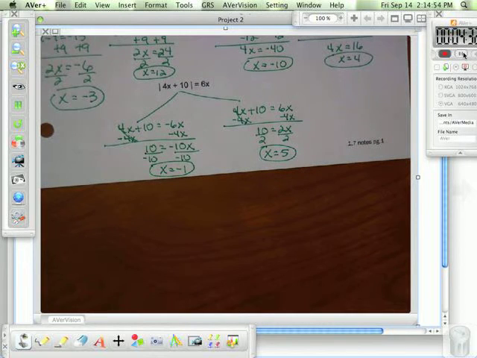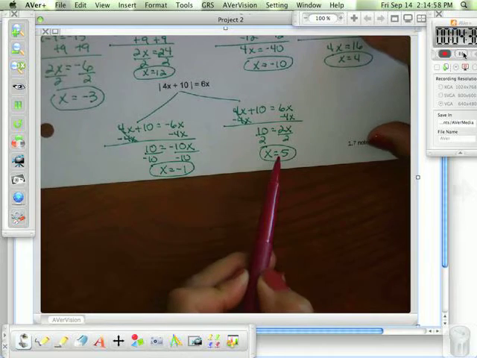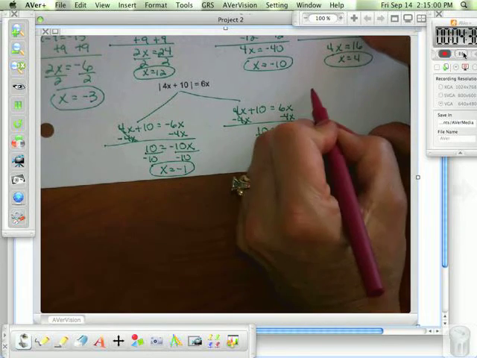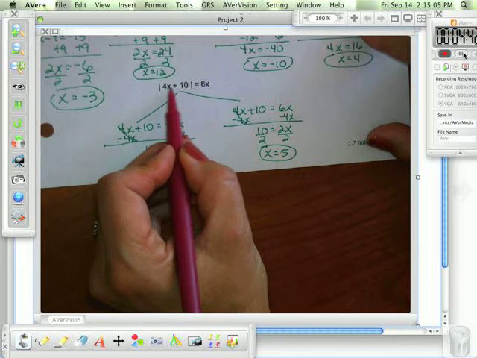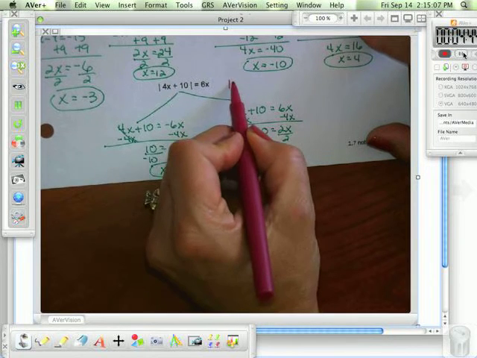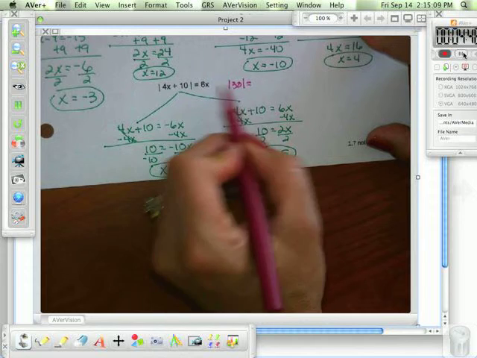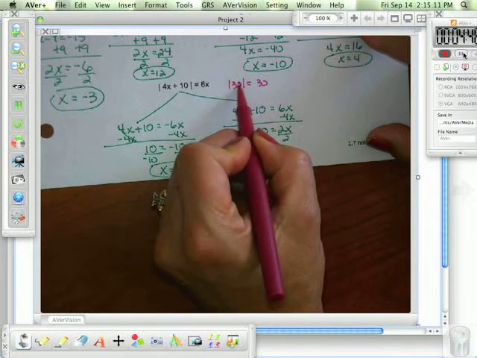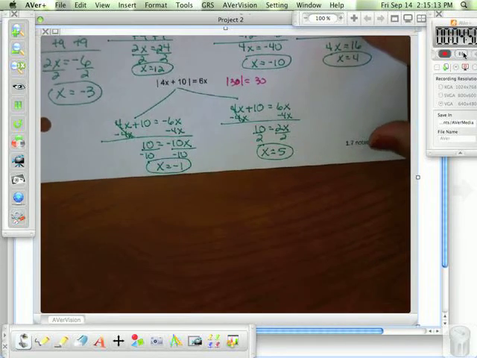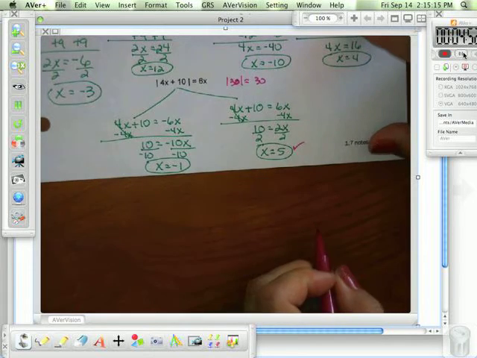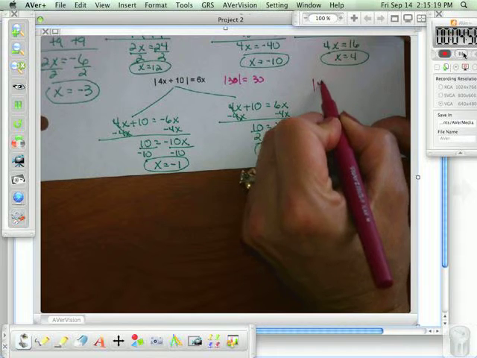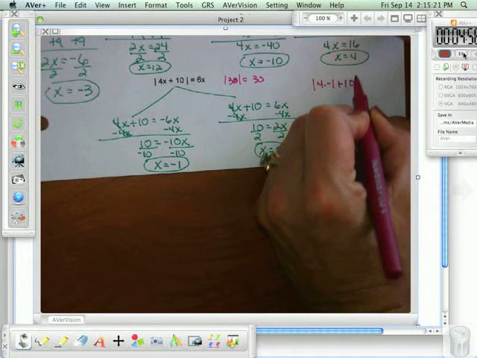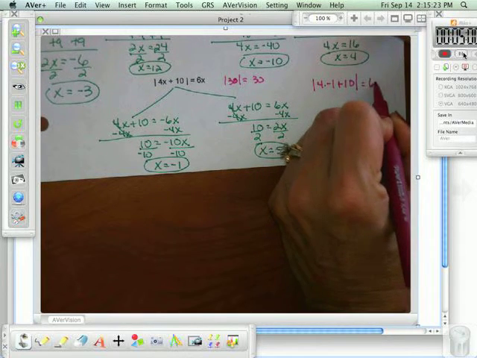All right, well, let's just see what happens. If I stick 5 in, I get 20 plus 10, that's 30, right? Absolute value of 30 equals 6 times 5, which is 30. That's correct, isn't it? That works. So this one works. Now if I take negative 1, I'm going to plug that right in here. Equals 6 times negative 1.